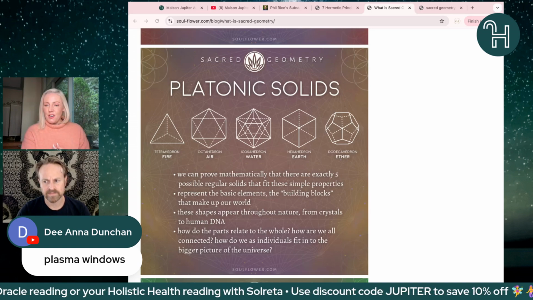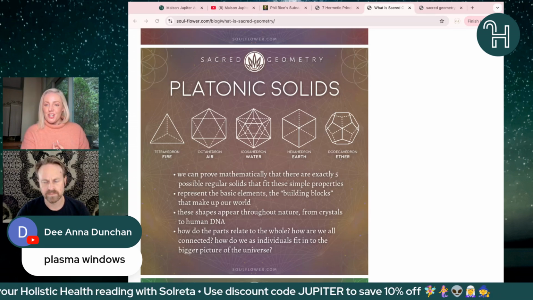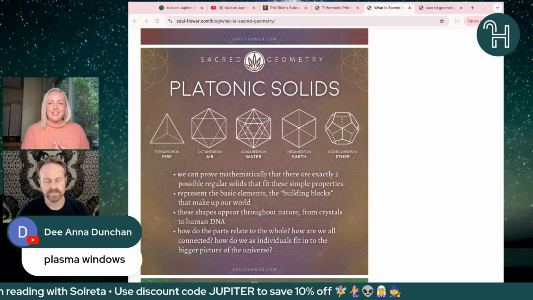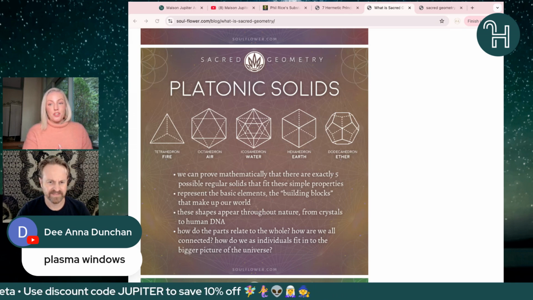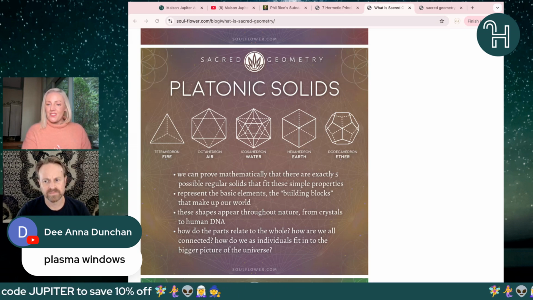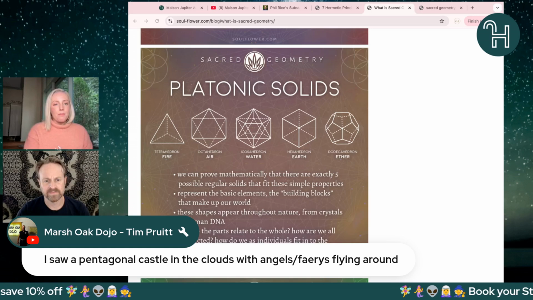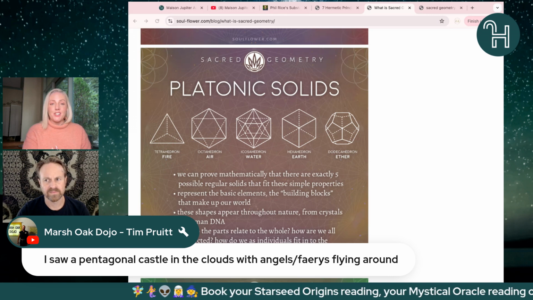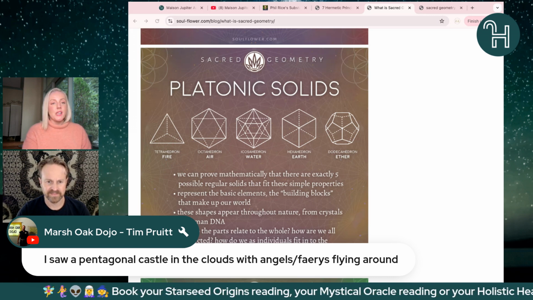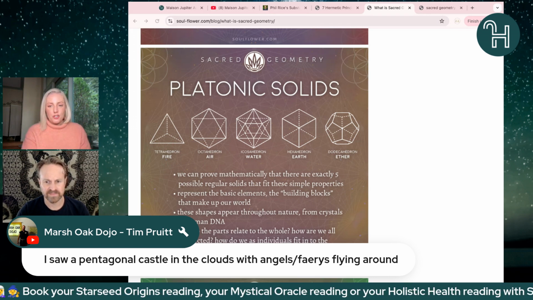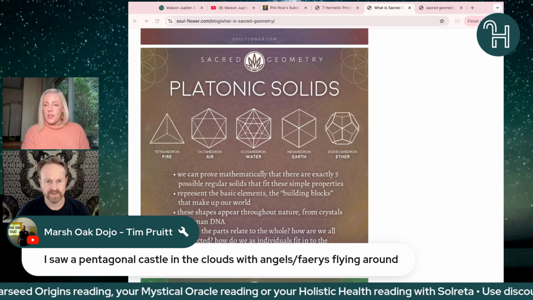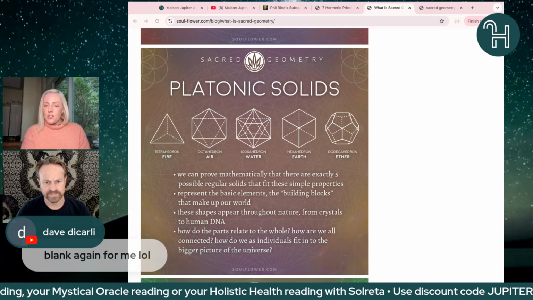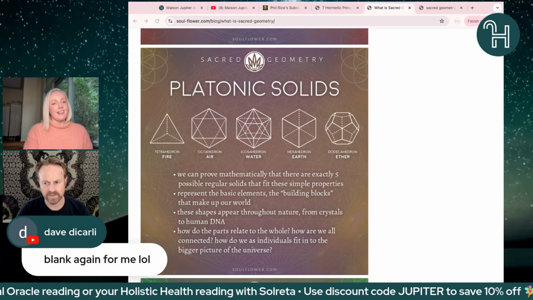And interesting, you guys are talking about chevron amethyst. I just got given one. Sounds like we've got a cool little chevron amethyst club happening. So yeah, Tim saw a pentagonal castle in the clouds with angels and fairies flying around it. Interesting, especially because they're also connected with very much the ethereal realms and the ether. And we've got Dave feeling blank.